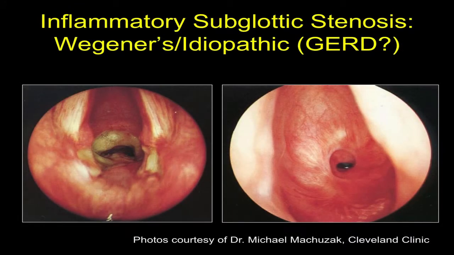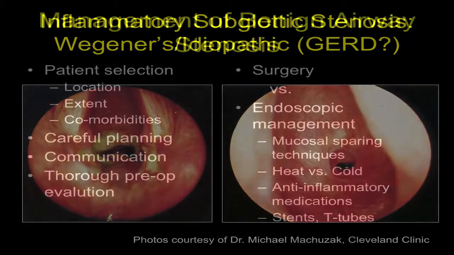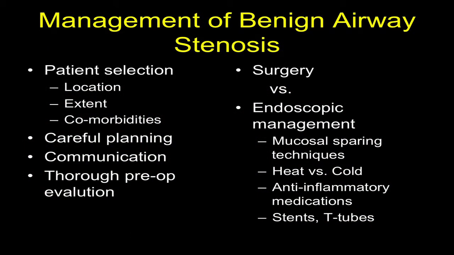We see much more commonly, this is a slide I got from my friend and colleague Mike Machuzak from the Cleveland Clinic, a much more common scenario for us, which is the idiopathic subglottic stenosis. Much more rarely will we see the subglottic Wegener's, which actually is a very difficult diagnosis to make. When we evaluate these patients, we're trying to establish the location of the lesion, the extent, the presence of comorbidities, very careful team-based planning, good communication with the patient, the family, and the rest of the team, and thorough pre-op evaluation.